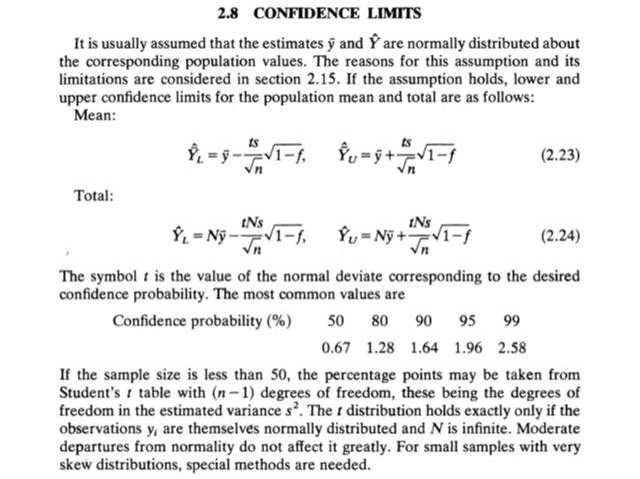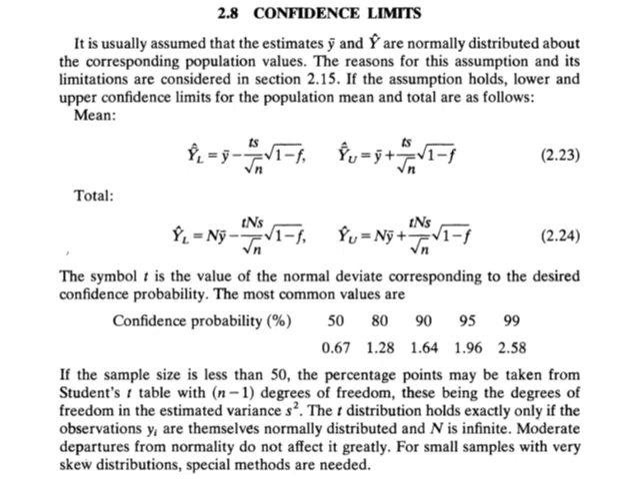The small t is the value of the normal deviate corresponding to the desired confidence probability. The most common values are: for confidence probability 50%, t equal to 0.67; 80%, 1.28; 90%, 1.64; 95%, 1.96; and finally, 99% equal to 2.58.